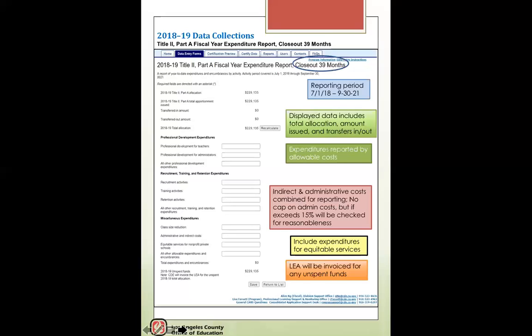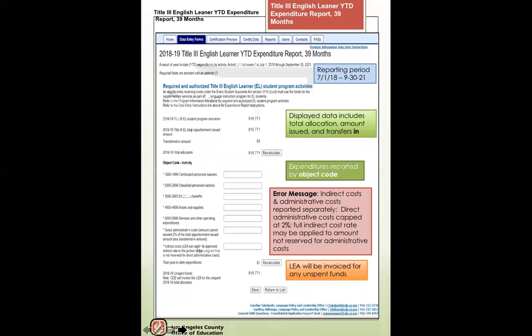All right. You're going to include any expenditures you had for equitable services, and if there's anything left at the bottom, those funds will be invoiced by CDE. So the idea is to get to zero on this page. Okay. All right, the next page is the Title III English Learner page.